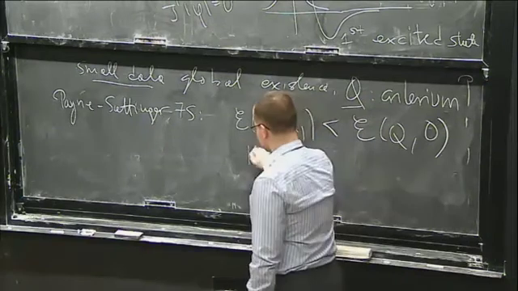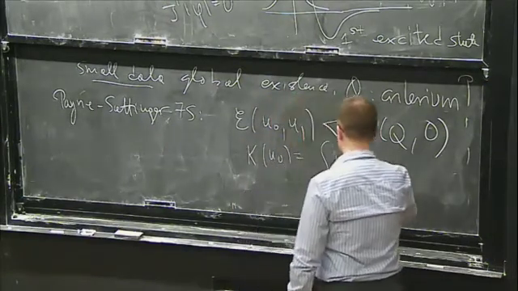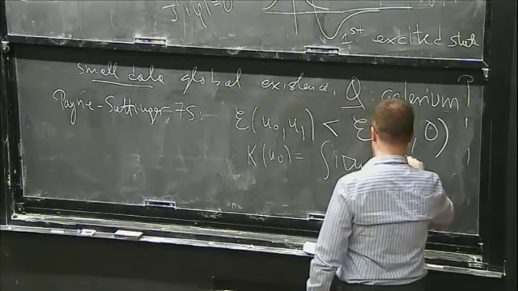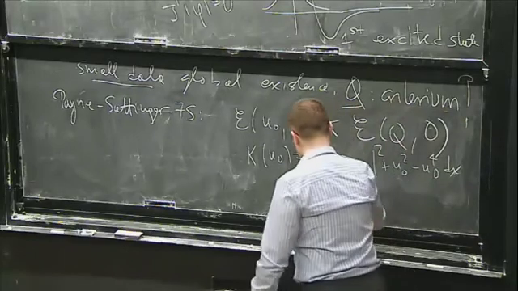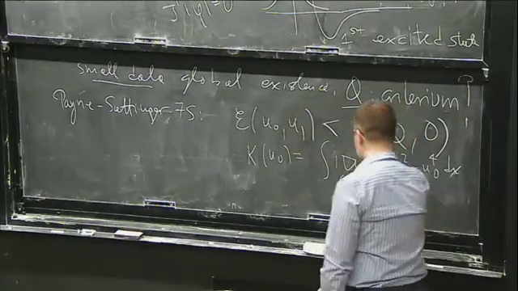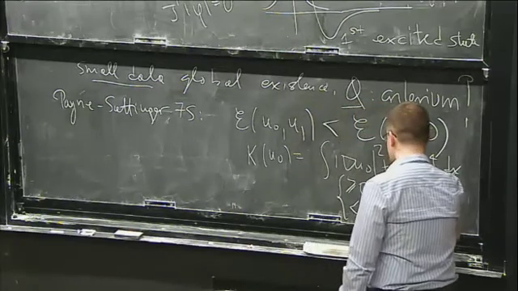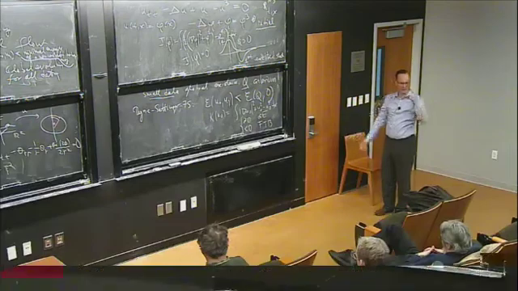There is the so-called Nehari functional. If this number is greater or equal to 0, you have global existence. If it's less than 0, you have finite time blow-up. Where does this come from?